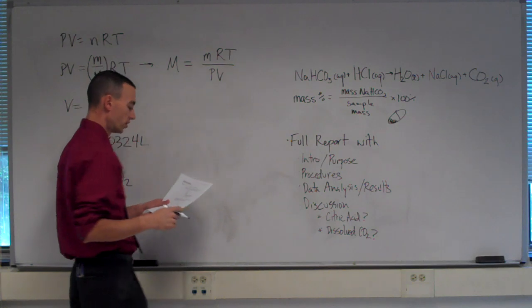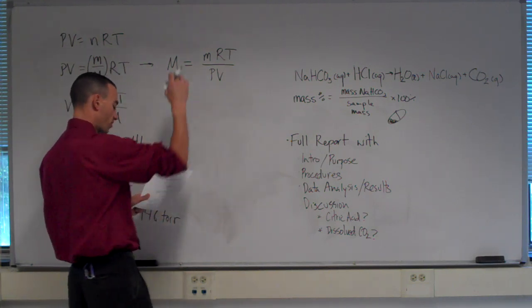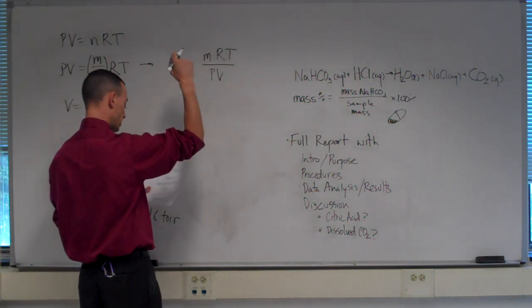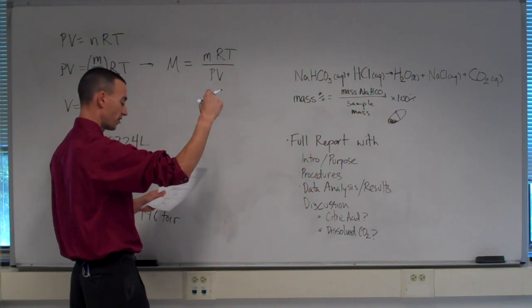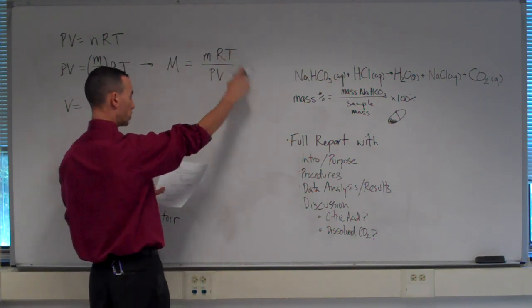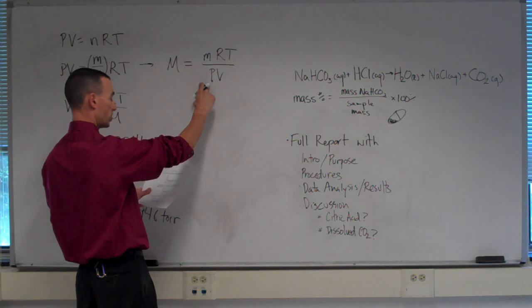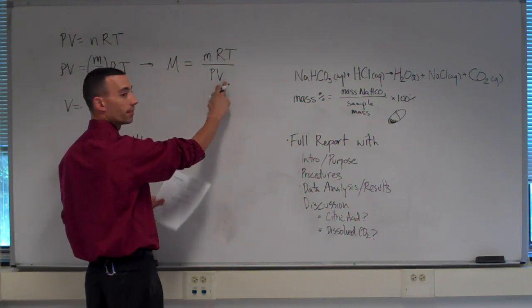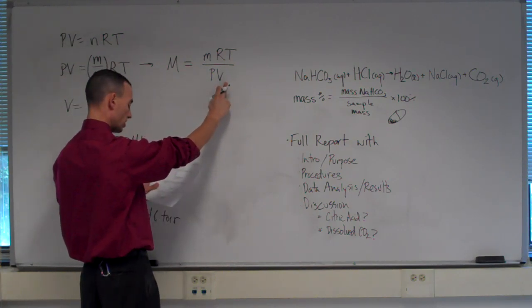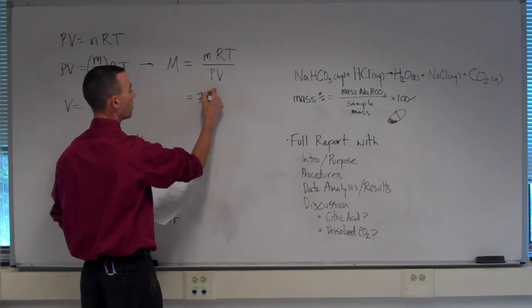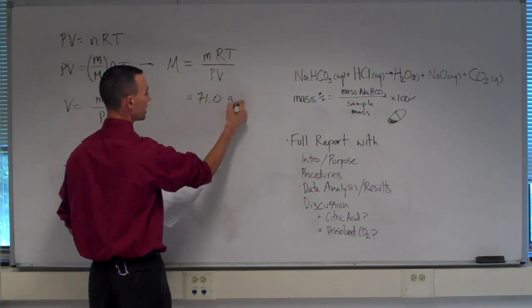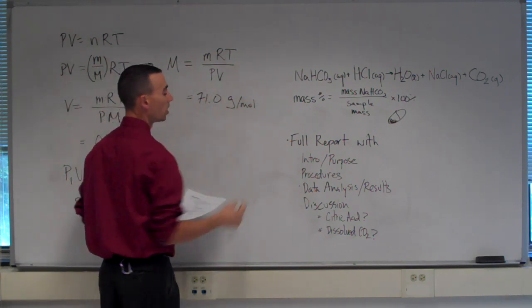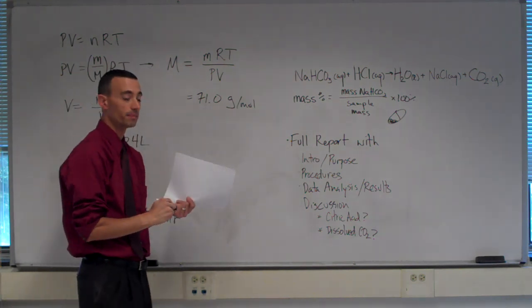Again, make sure your units match up. You have grams for mass. R is 0.08206 atmosphere liter per mole Kelvin. Temperature in Kelvin. Convert the pressure to atmospheres and the volume from milliliters to liters. You'll get a molar mass of 71.0 grams per mole for the third problem.